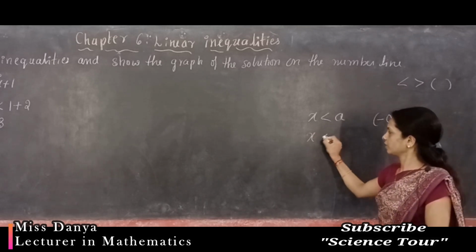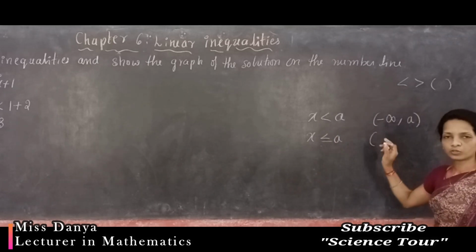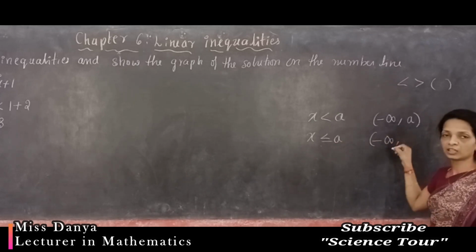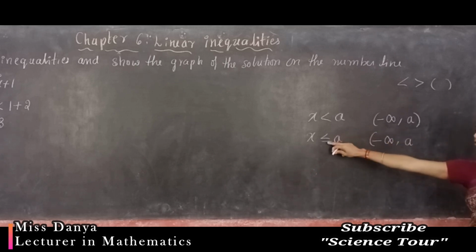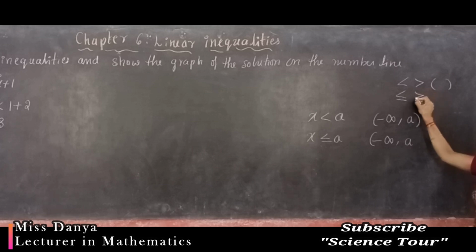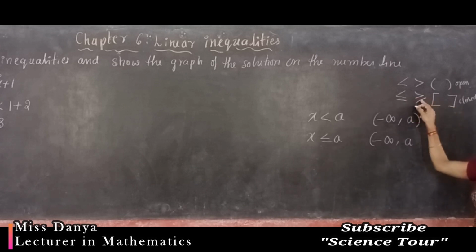Suppose you get x less than or equal to a at the end of simplification, then also the first number is -infinity in the interval, and the second number will be a. But which bracket do you use? For slack inequalities, less than or equal to or greater than or equal to, you have to use a closed bracket or square bracket. This is called an open bracket and this is called a closed bracket. If you have slack inequality symbols, then on the a side you have to use a square bracket.